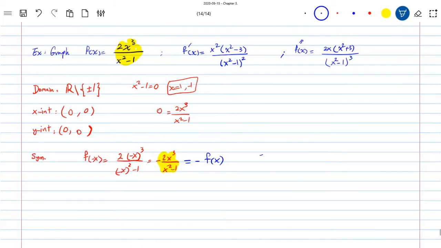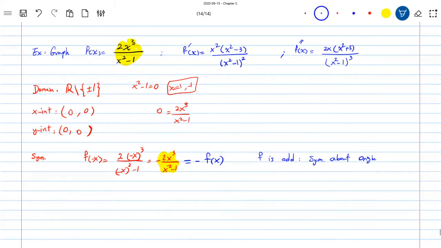This means f is an odd function. F is odd, which in our symmetry property means f is symmetric about the origin. It means whatever you graph on the right side of the origin, you would have exactly the same thing, symmetric about the origin, on the other side.